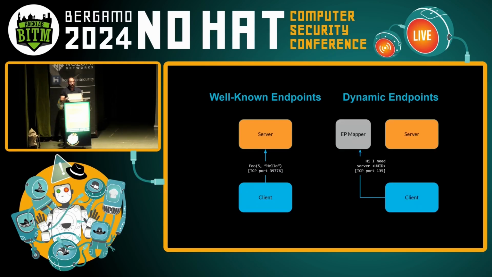For that, we have the endpoint mapper, which is an RPC server in and of itself, that implements this. So the client communicates with the endpoint mapper over the well-known TCP endpoint, TCP port 135, which is the port that is most commonly associated with RPC traffic in Windows. So the client communicates with the endpoint mapper, requests the endpoint of the server, gets it, and then they can just communicate normally.